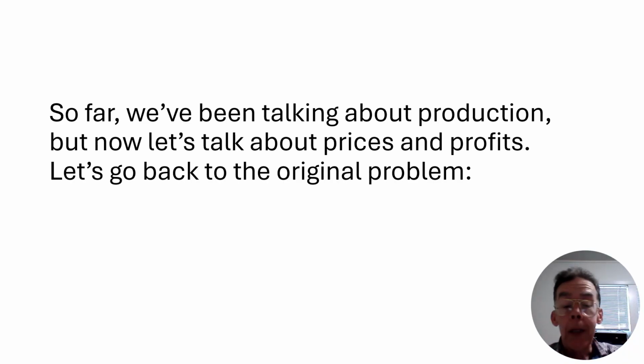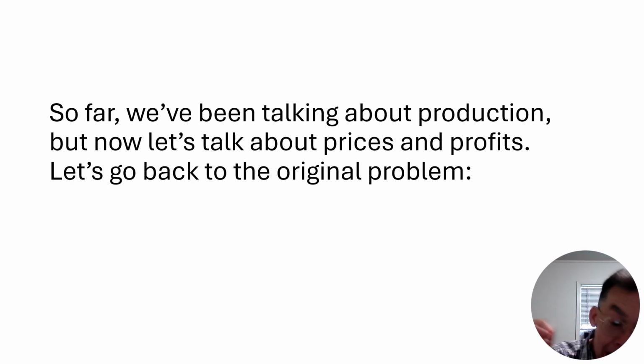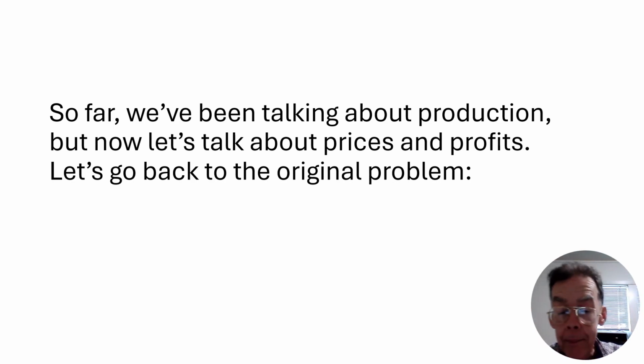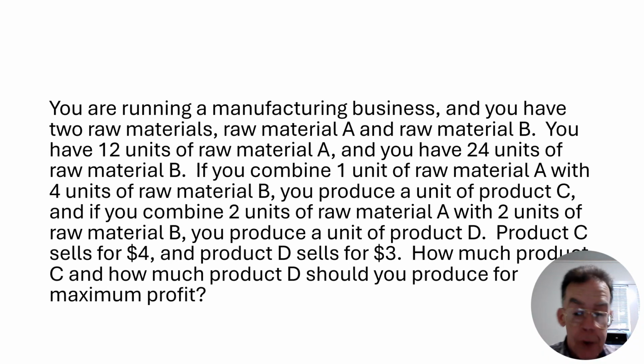So far we've been talking about production, but now let's talk about prices and profits. So now we're going to go back to that very long original problem, and we're only going to look at the things that have to do with prices. Toward the bottom, it says that product C sells for $4 and product D sells for $3. So this time, out of all of that stuff, you're only looking for the prices of these two products.